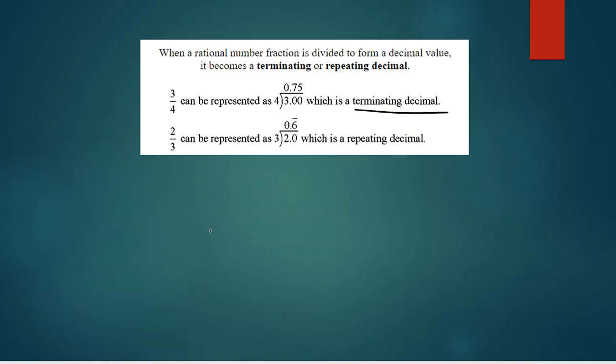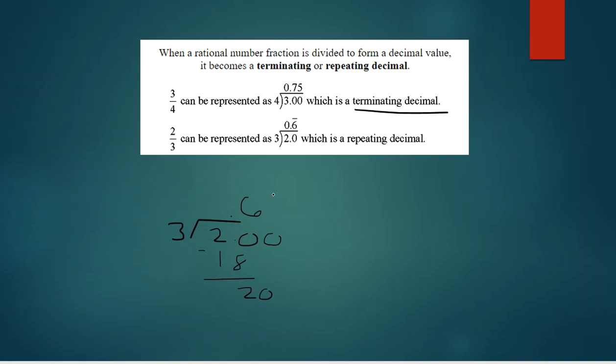When you take 2 and you divide by 3, let me show you what happens. 3 can't fit into 2, so I'm going to add a decimal and a 0. I'm going to bring the decimal straight up. 3 goes into 20, though, 6 times. 6 times 3 is 18. 20 minus 18 is 2.